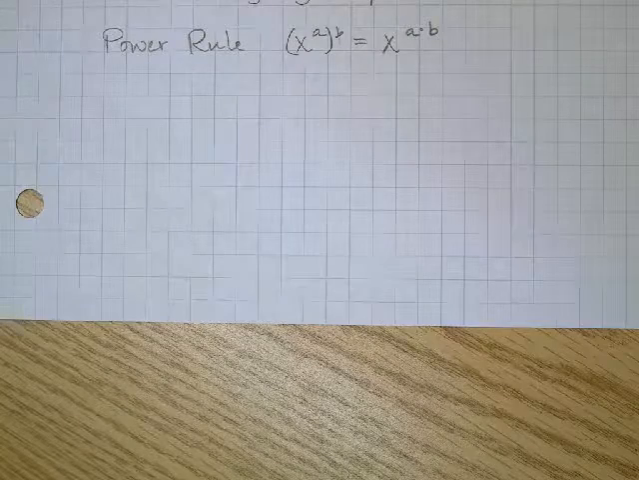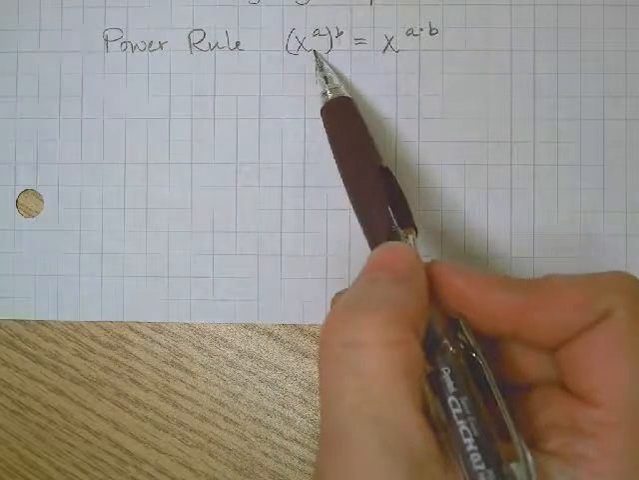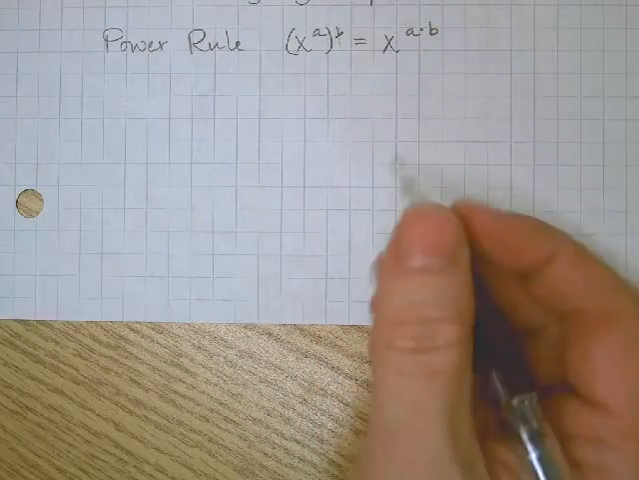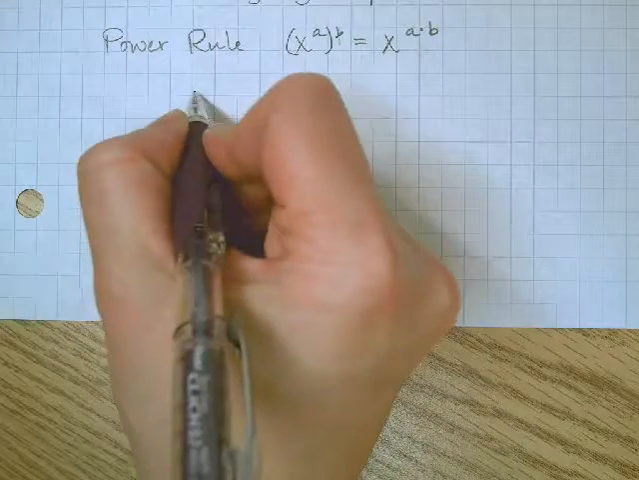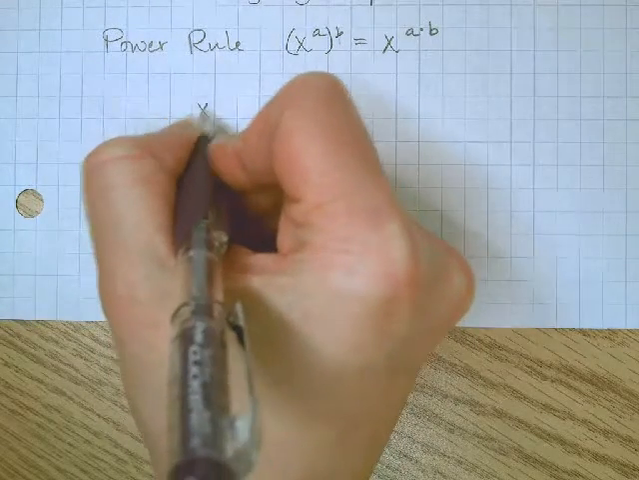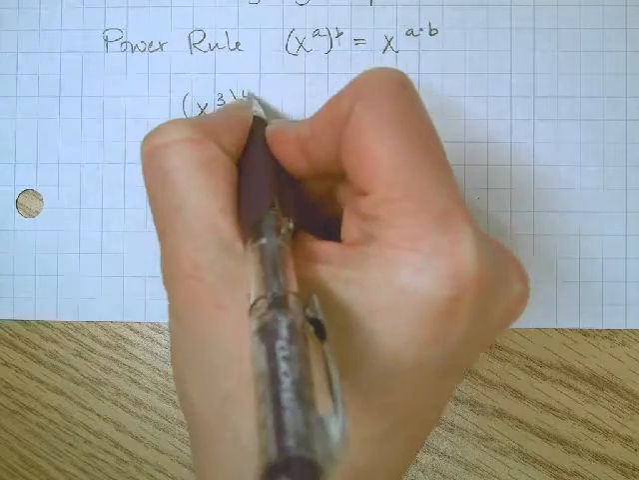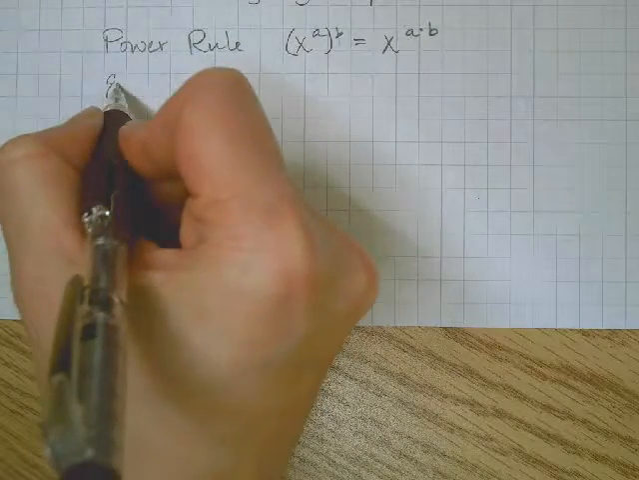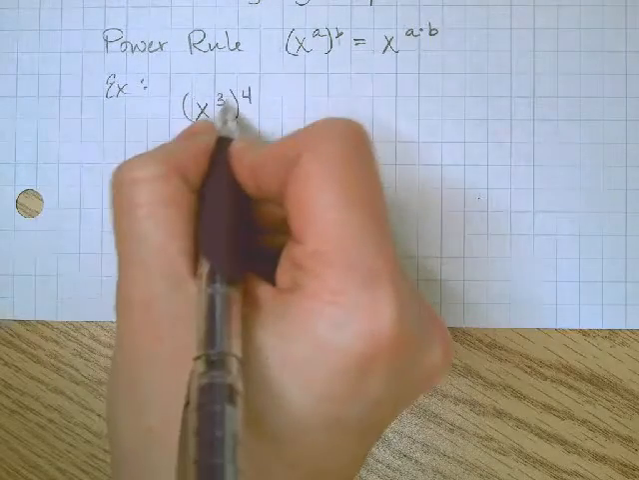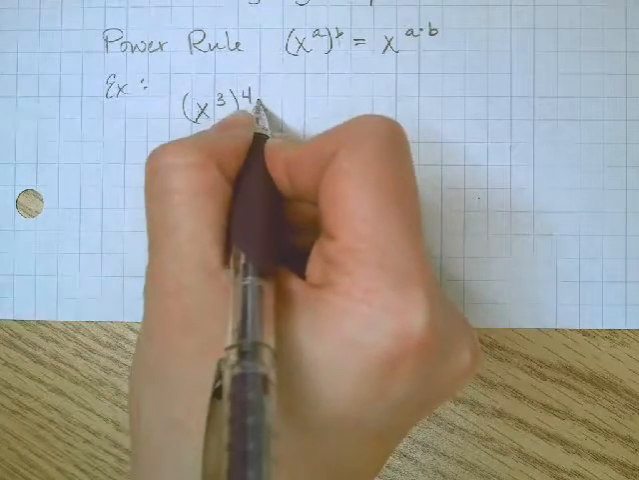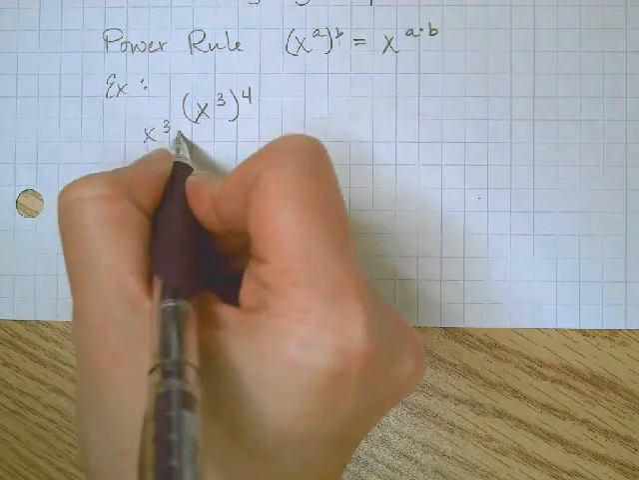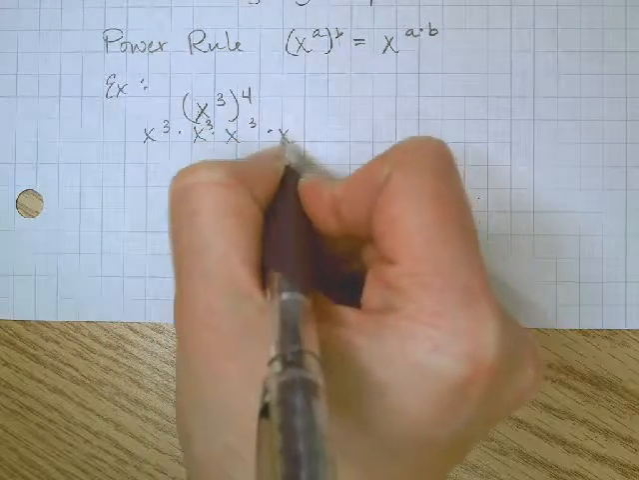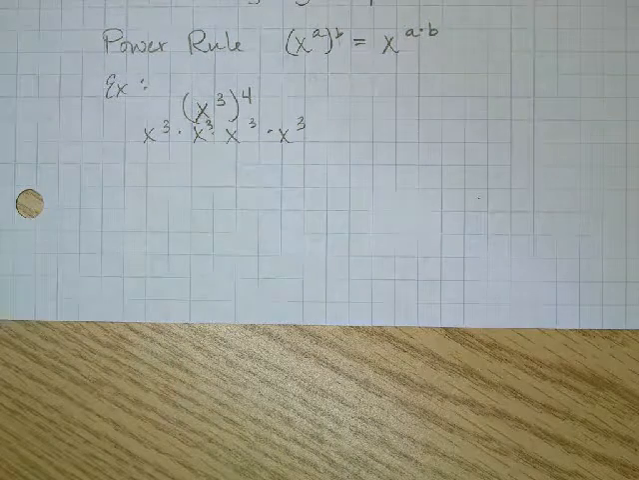Next we have the power rule, which says if I have an exponent to the power of another exponent, I need to multiply those exponents. So if I have x to the third to the fourth, what that would be expanded out, and again this is the part you don't need to show, but I'm going to show you why this rule works. This would indicate that I have x to the third times itself 4 times. So I've got x to the third times x to the third times x to the third times x to the third. Now, I could expand these out further if I really wanted to.